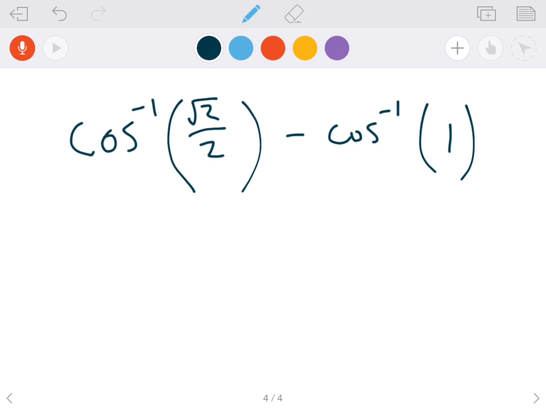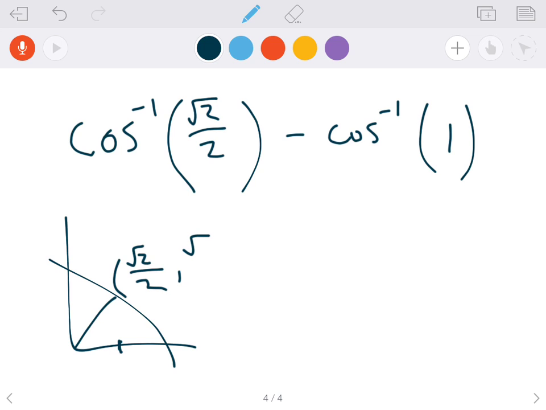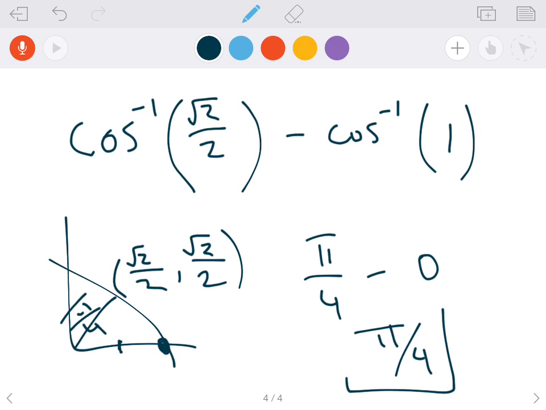Now I'm asking the question, what angle on the unit circle has a cosine of the square root of 2 over 2? Remember, cosine is asking for the x value, so I'm thinking, okay, unit circle, what angle has an x coordinate of square root of 2 over 2, and I know that that is pi over 4. Asking the same question here, what angle has a cosine of 1? Where do I have an x value of 1? That's going to be right here, and that's an angle of 0. And so I'm reduced to just pi over 4.